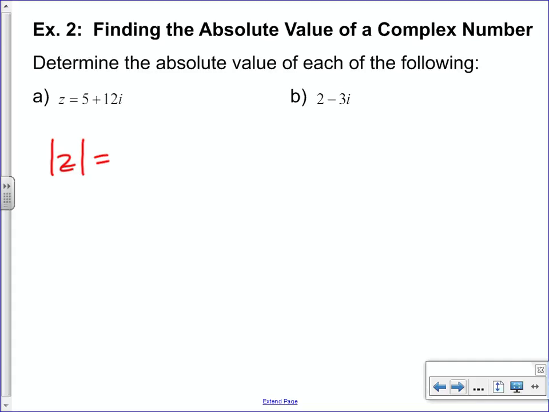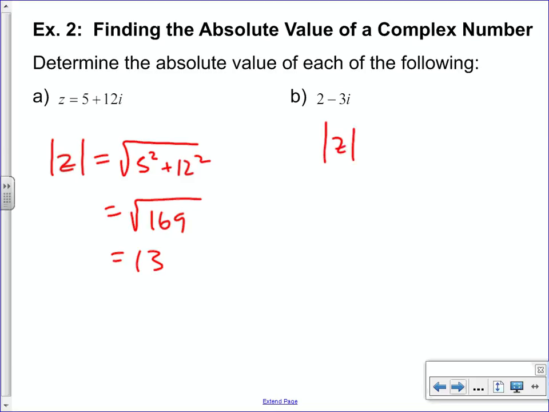Determine the absolute value of each of the following. Alright, here we go. So the absolute value of z will be the square root of 5 squared plus 12 squared. Yeah, 169. Oh goodness, this is 13. And over here, z would be the square root of 2 squared plus negative 3 squared, which is the square root of 13.